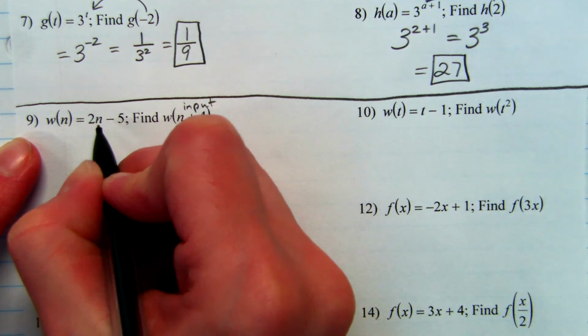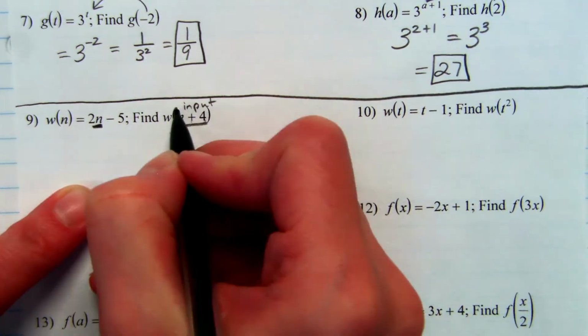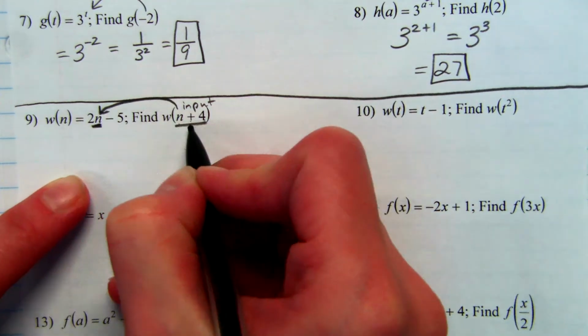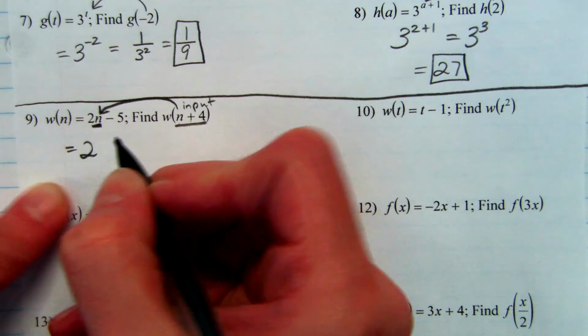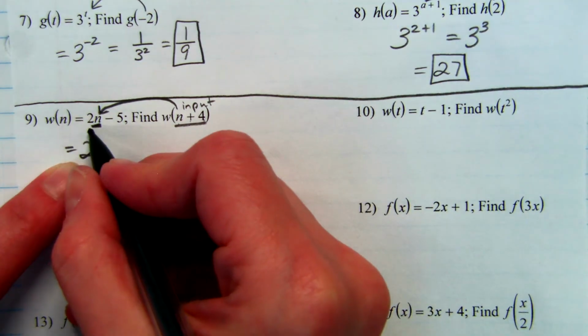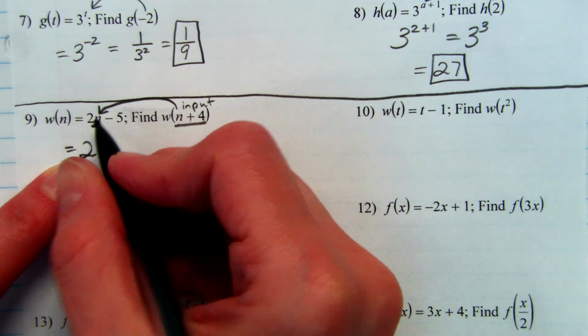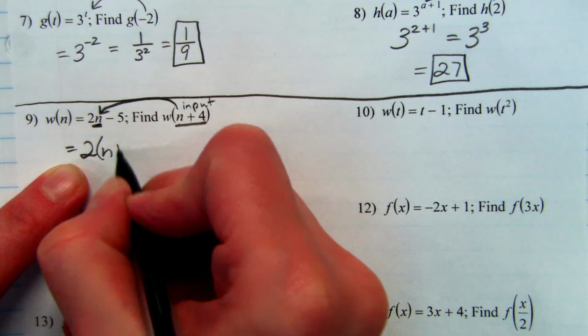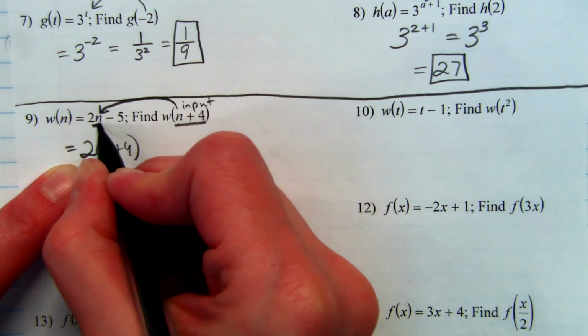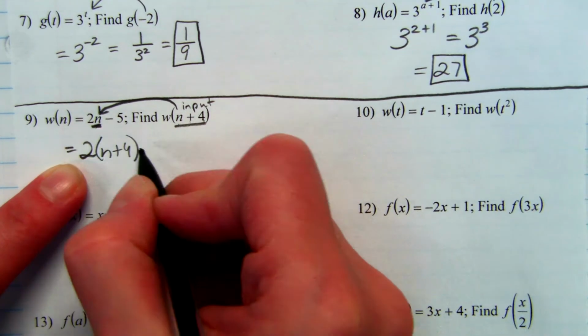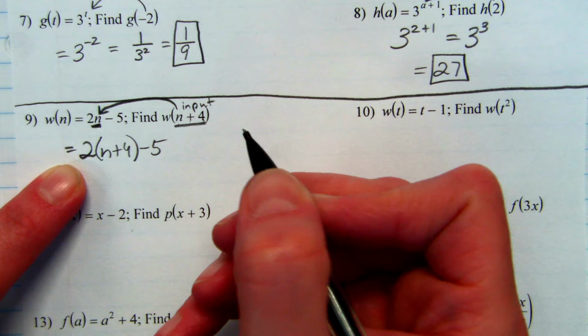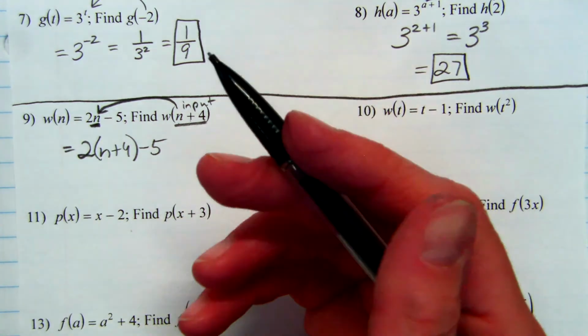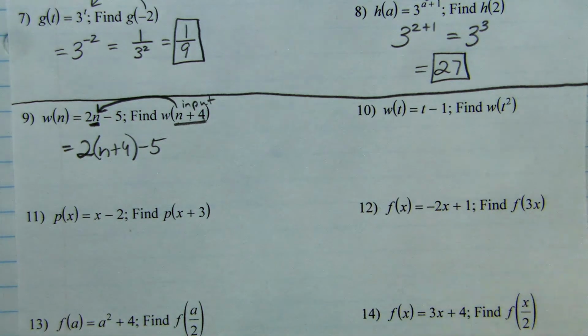I'm going to take that and replace the n in my formula with n plus 4. So I'm going to have 2, and then I'm going to put the n plus 4 in parentheses where the n was, and then subtract 5. So there's going to be a little distribution going on here to simplify this all the way down. We're not going to get a numerical answer. It's still going to be an expression, but we're going to simplify it as much as possible.